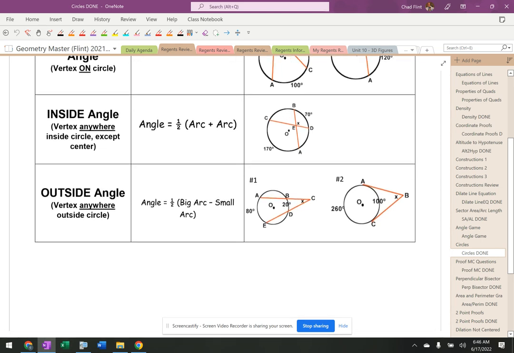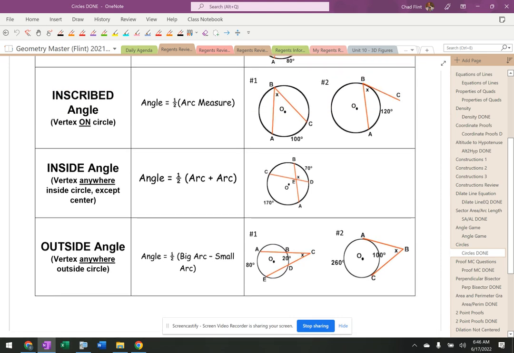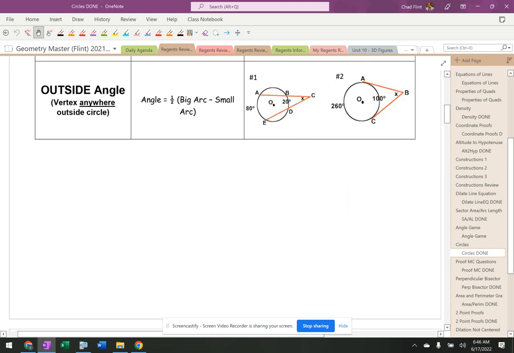If it's anywhere outside the circle, it's half the difference of the arcs, and you make sure that you subtract the big one minus the small one. And there's little games that'll go on where you know it's half of a circle or whatever else is happening.